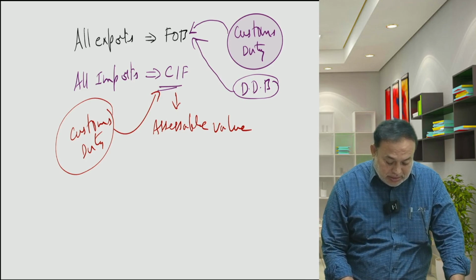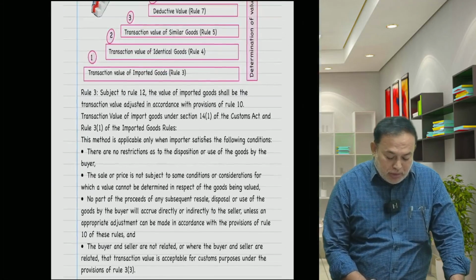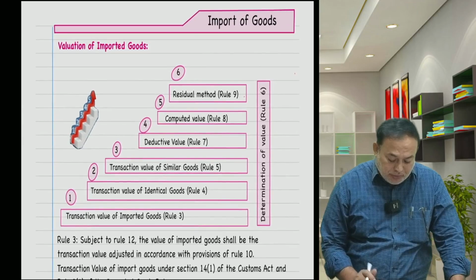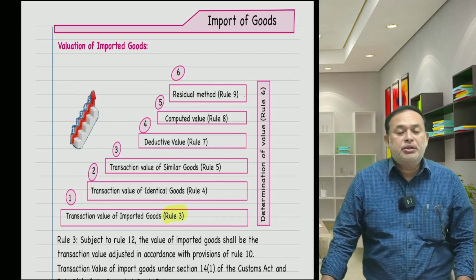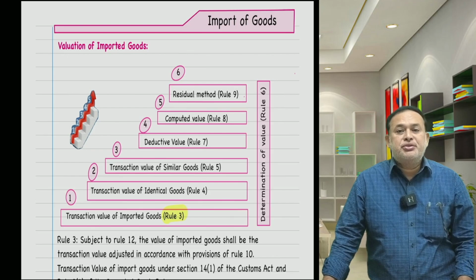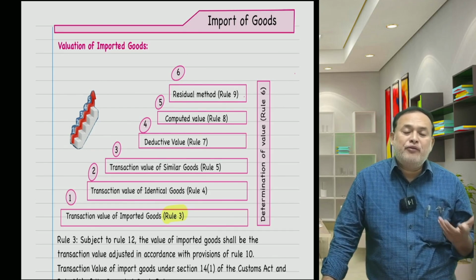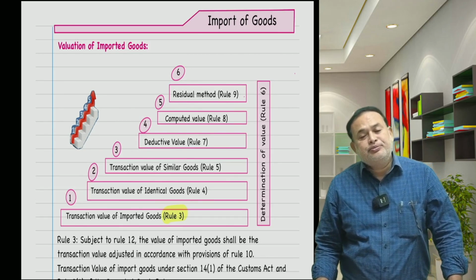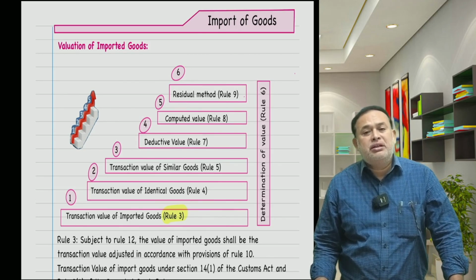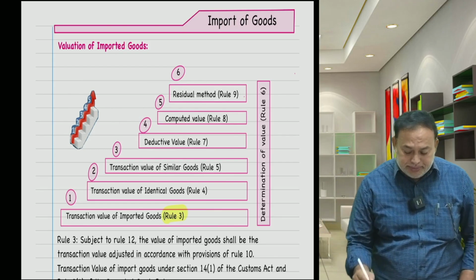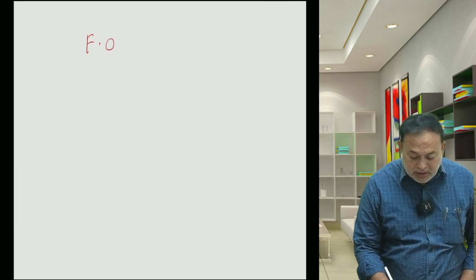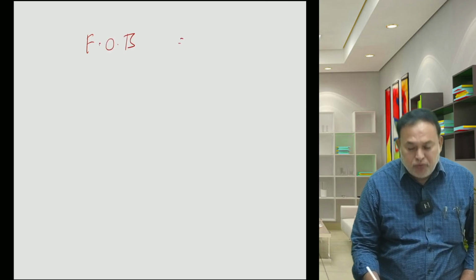In simple terminology, my dear friends, when we talk about import, I said first and foremost, rule number 3, transaction value of imported goods. If the value is at CIF value, then the value of import itself is the assessable value. No, sir, the value which is imported at an FOB price, sir. If it is FOB price, two things are required here. If the goods are imported at FOB value, free on board, what do you mean by free on board? You are very much aware of that.